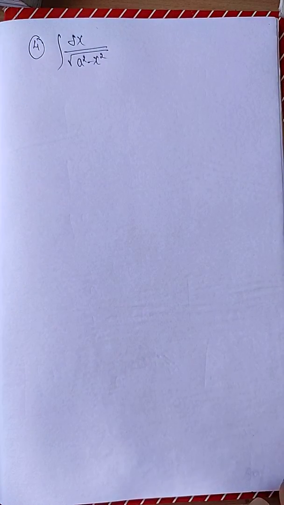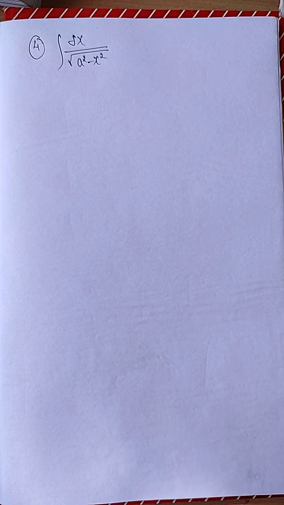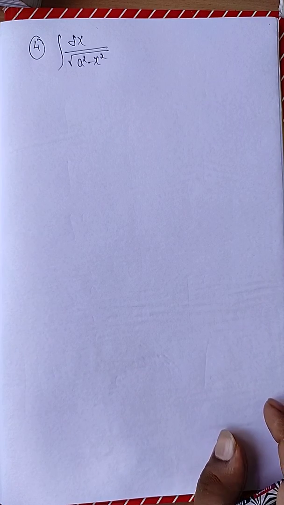Is it clear? As already told, the first two standard forms are the same, 3 and 4 are the same, and 5 and 6 are the same. The last 3 are another concept. Now, integration of dx by root of a square minus x square.